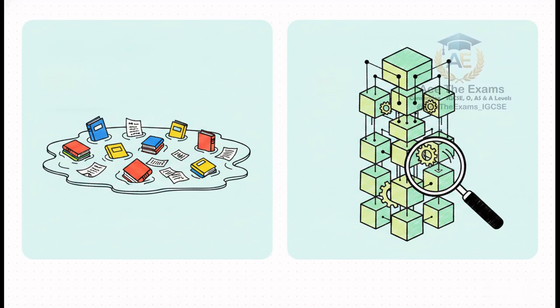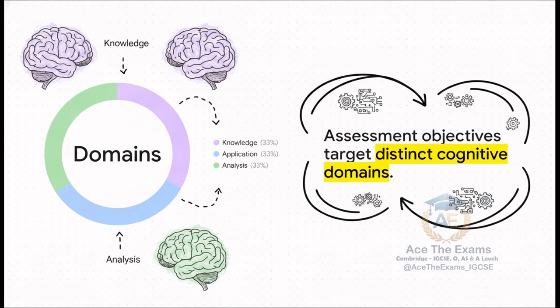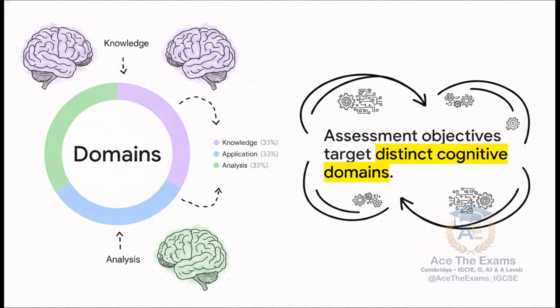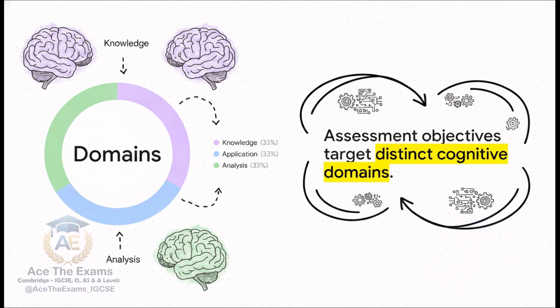The examiners don't just want to know that you've memorized what utility software is, they desperately want to see you logically apply it. This is because the assessment objectives for computer science and information technology target these three distinct cognitive domains. Yes, you absolutely need knowledge and understanding as your baseline, but a huge portion of your grade relies on application and analysis. And to unlock those, you need command word decoding.